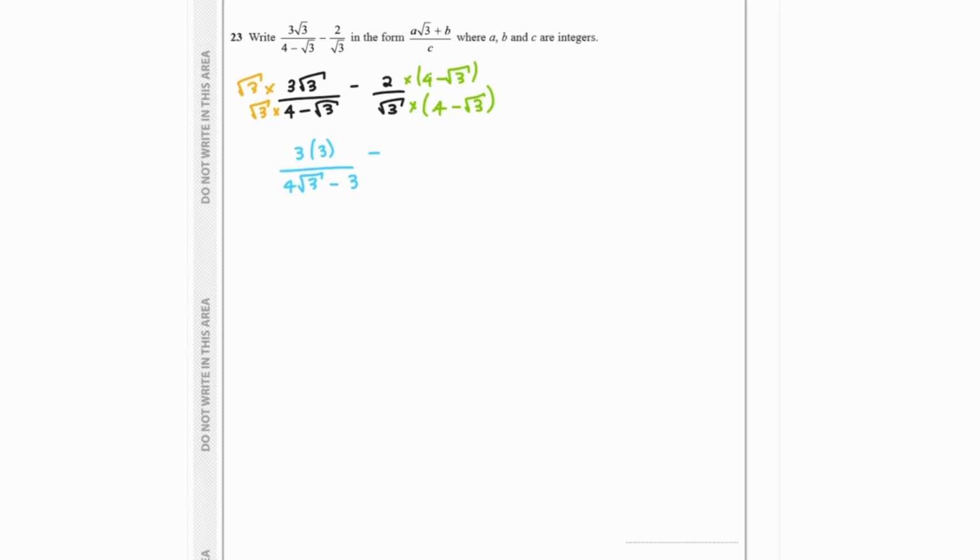For the second fraction, if we do 2 times 4 in the numerator, we would get 8, and 2 times minus root 3 would give us minus 2 root 3. In the denominator, 4 times root 3 would give us 4 root 3, and root 3 times minus root 3 would again give us minus 3. Because both the denominators are now the same, we can combine this as a single fraction and keep the denominator 4 root 3 minus 3.